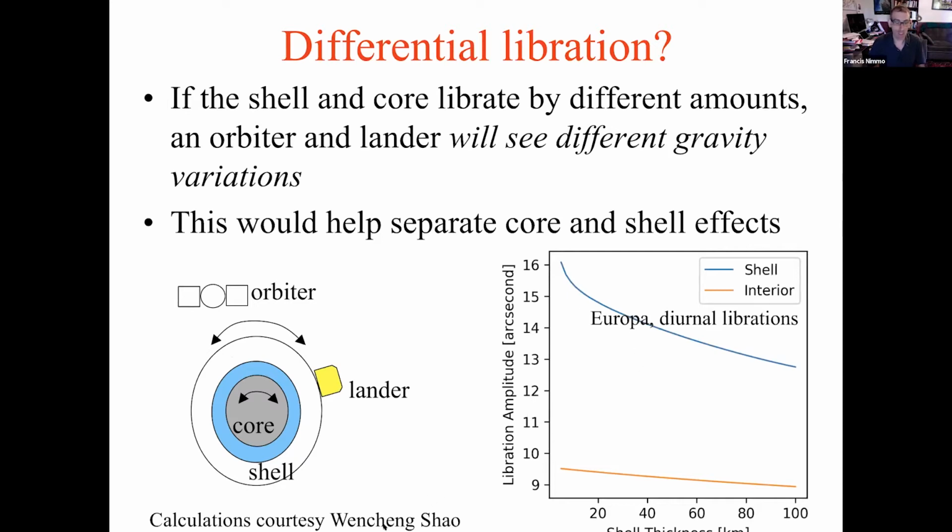These are some calculations by my student Wencheng Xiao, showing that the amplitude of the shell libration is quite different from the amplitude of the core libration.